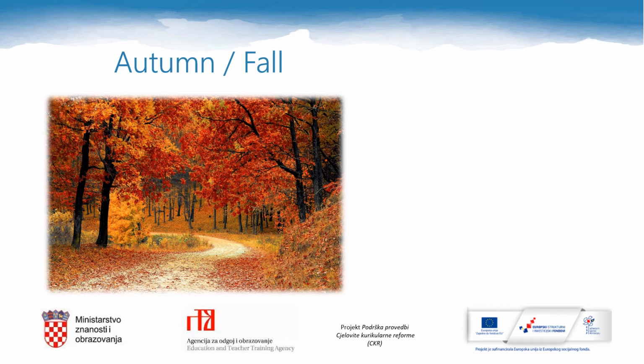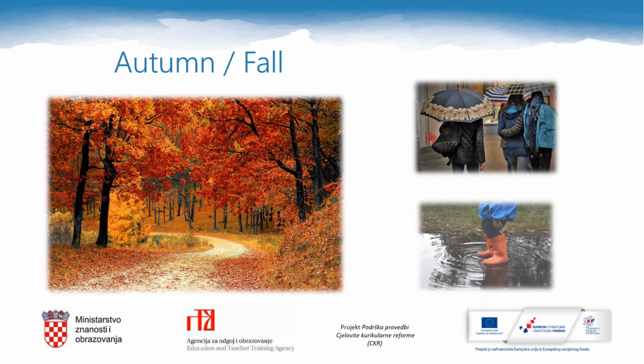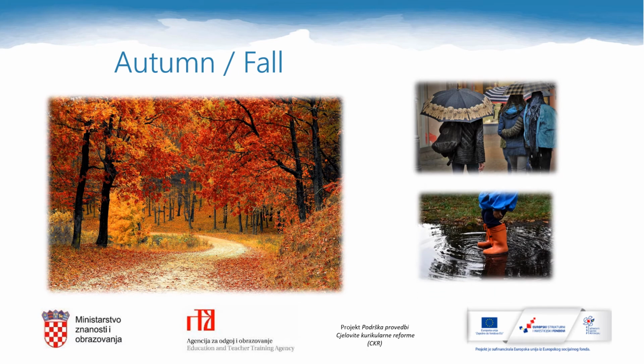And what do people usually wear in autumn? This picture can give you some ideas. People usually wear trousers, jeans, warmer jackets, and they need umbrellas because it often rains in autumn. And what do smaller children need? They need rubber boots because they like jumping in puddles. Now write autumn and fall in your notebook.